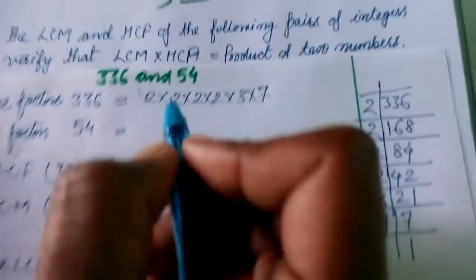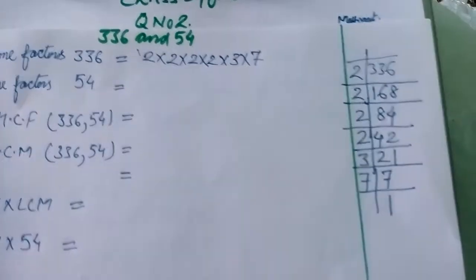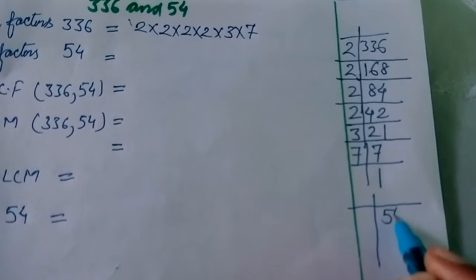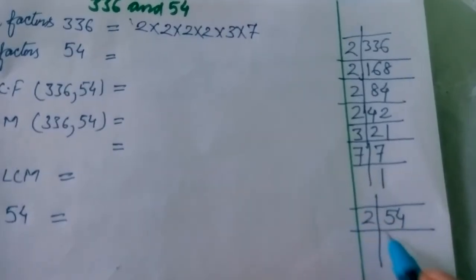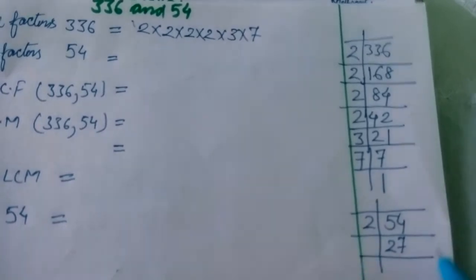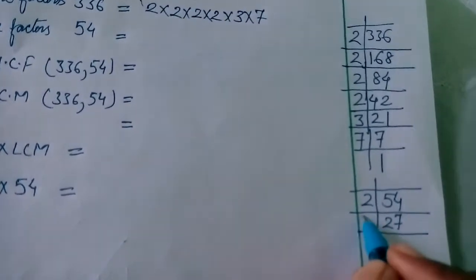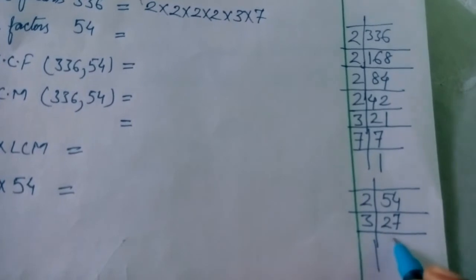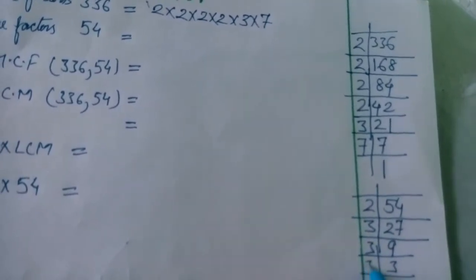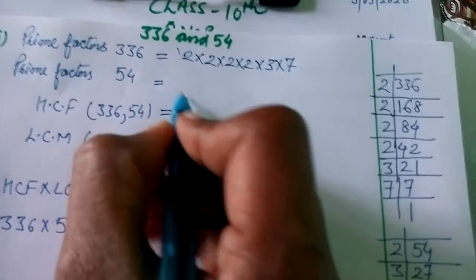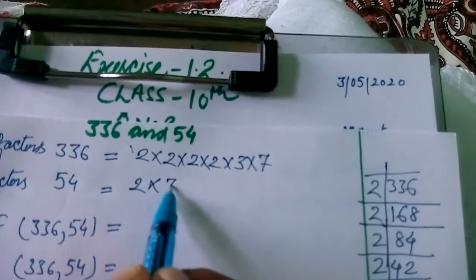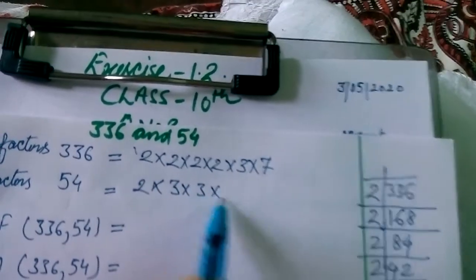Okay, and now let us find out the prime factors of 54. 54, 2, 2 2's are 4 and 2 7's are 14, and 3 9's are 27 and 3 3's are 9 and 3 1's are 3. So we got the prime factors what? 2 into 3 into 3 into 3.